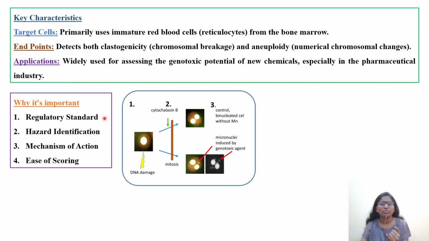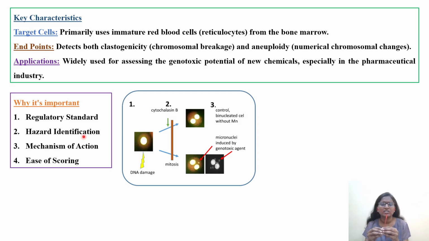So why is it important? Because it is a regulatory requirement. It is required by either the FDA or EMA. So we need to perform this for any new chemical. We need to have this particular data. So it is a regulatory standard. Then it is used for hazard identification also.